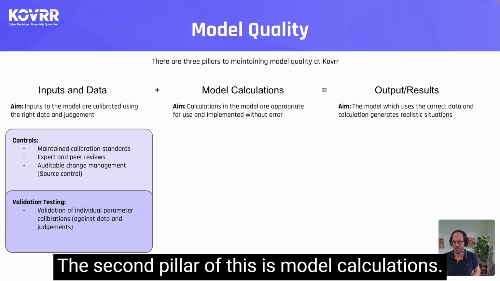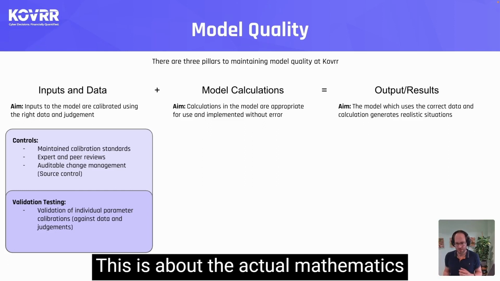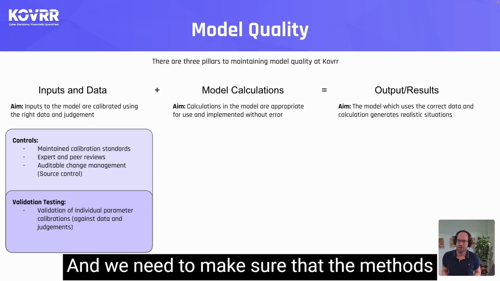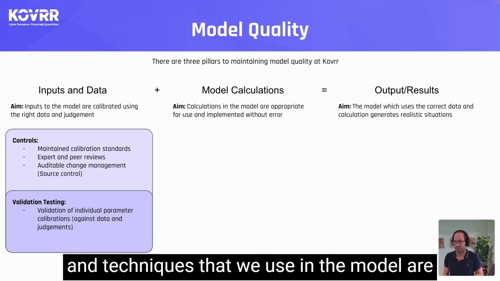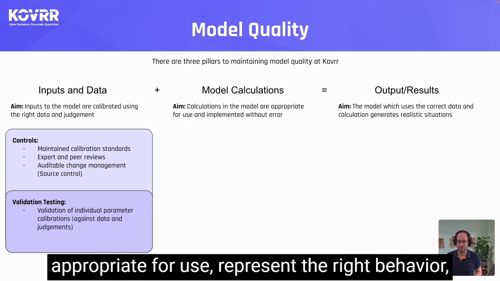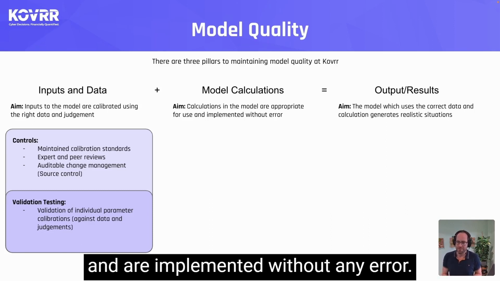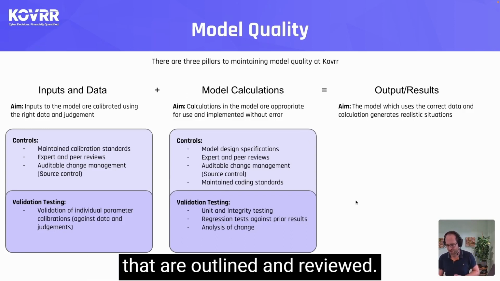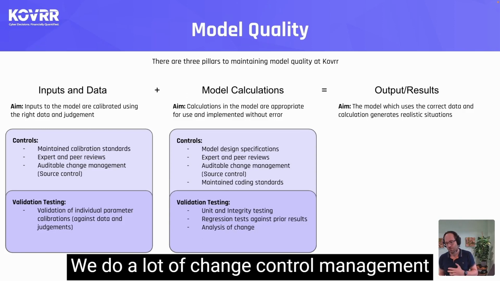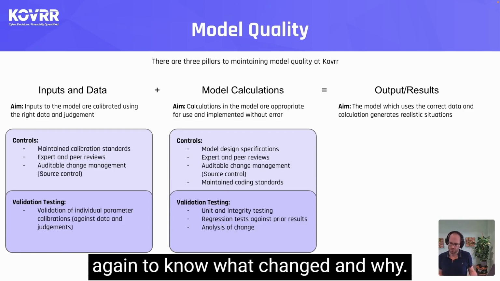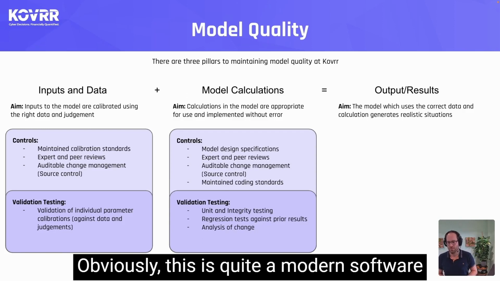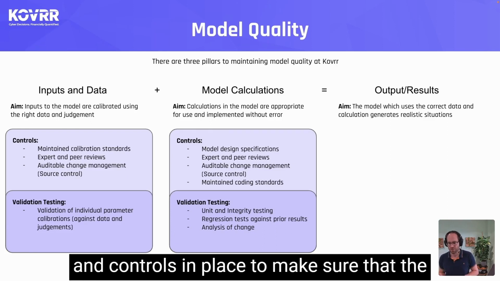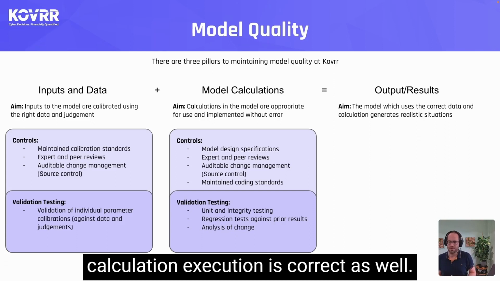The second pillar of this is model calculations. This is about the actual mathematics and the way the model itself operates almost mechanically. And we need to make sure that the methods and techniques that we use in the model are appropriate for use, represent the right behavior, and are implemented without any error. We put in similar controls where we've got model design specifications that are outlined and reviewed. We do a lot of change control management, again, to know what changed and why. Obviously, this is quite a modern software product, so we've got a lot of coding standards and controls in place to make sure that the calculation execution is correct as well.